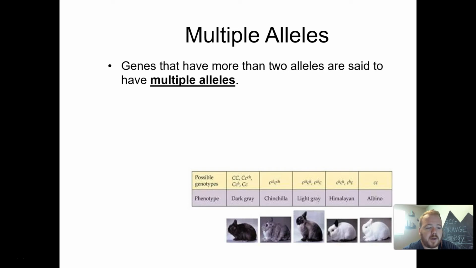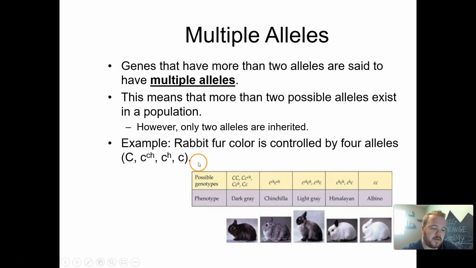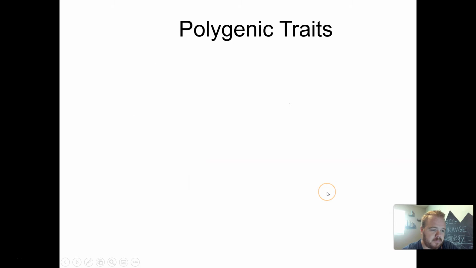Now, some traits are what we call multiple alleles. This is not the same as incomplete and codominant. This is multiple alleles for one trait. This means there's more than 2 possible alleles in a population. However, only 2 alleles are inherited. So, for instance, here in this chinchilla or rabbit, fur is controlled by 4 different alleles. They all use common lettering, and it does show one is dominant to the other, but the exact combination of them results in different traits.